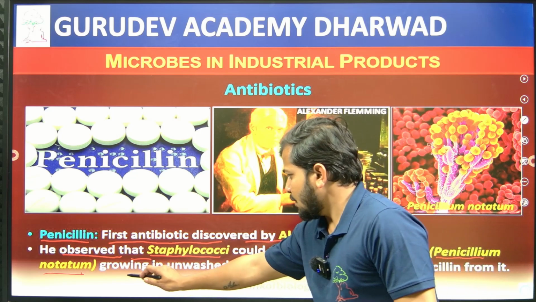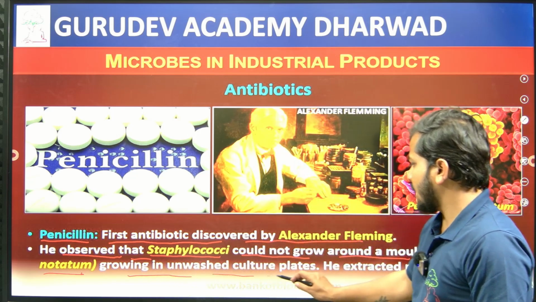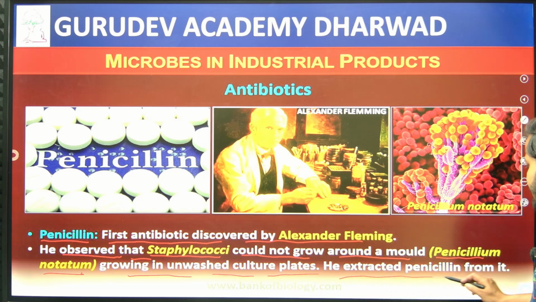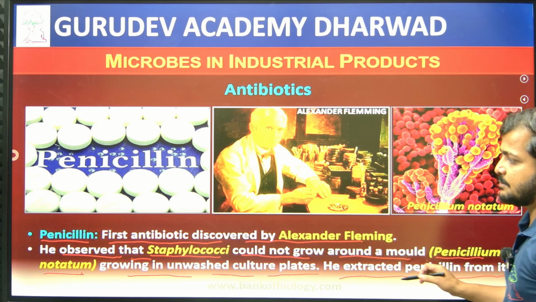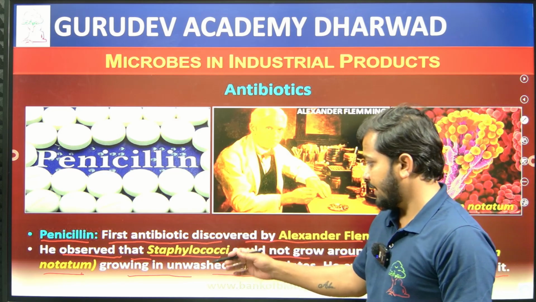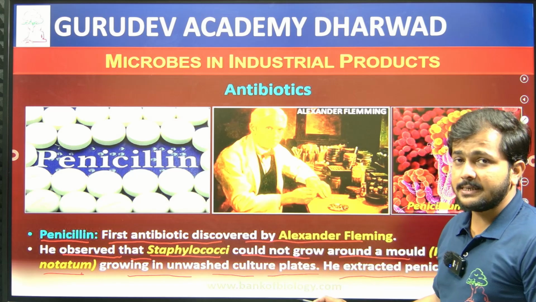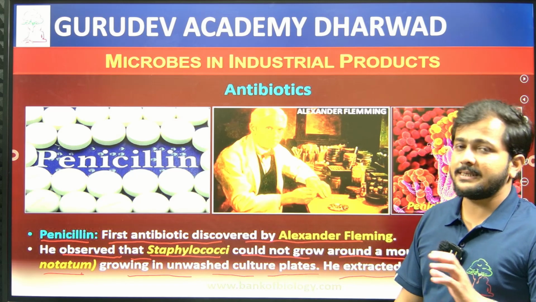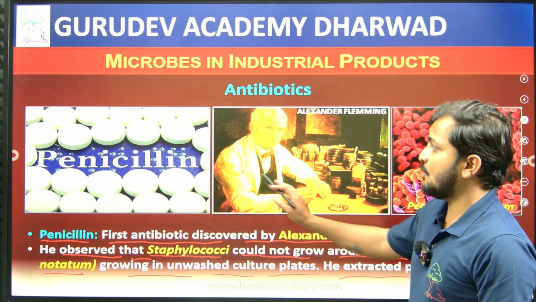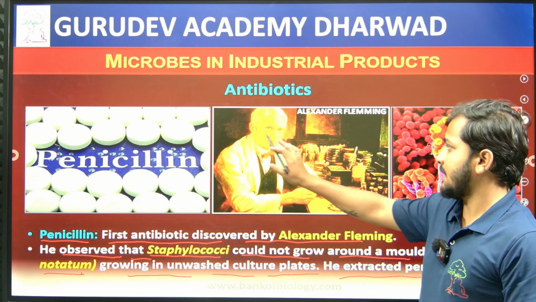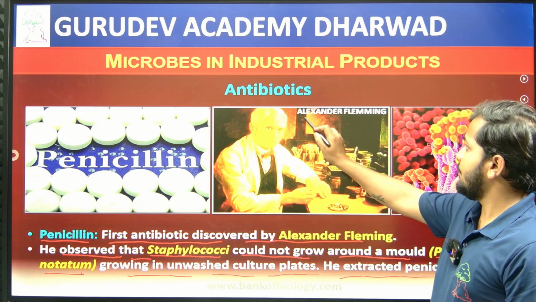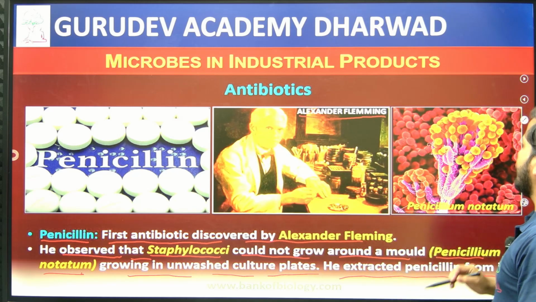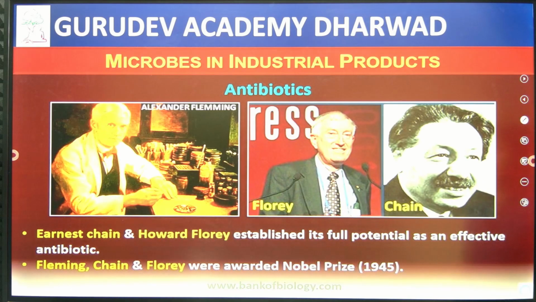Then, growing it in unwashed culture plates, he extracted penicillin from it, right? What he did was take this Penicillium notatum, grow it in unwashed culture plates, and from there he extracted penicillin, which is known to be an antibiotic. And it is the first antibiotic, discovered by whom? Alexander Fleming, right? So that is what you should remember.